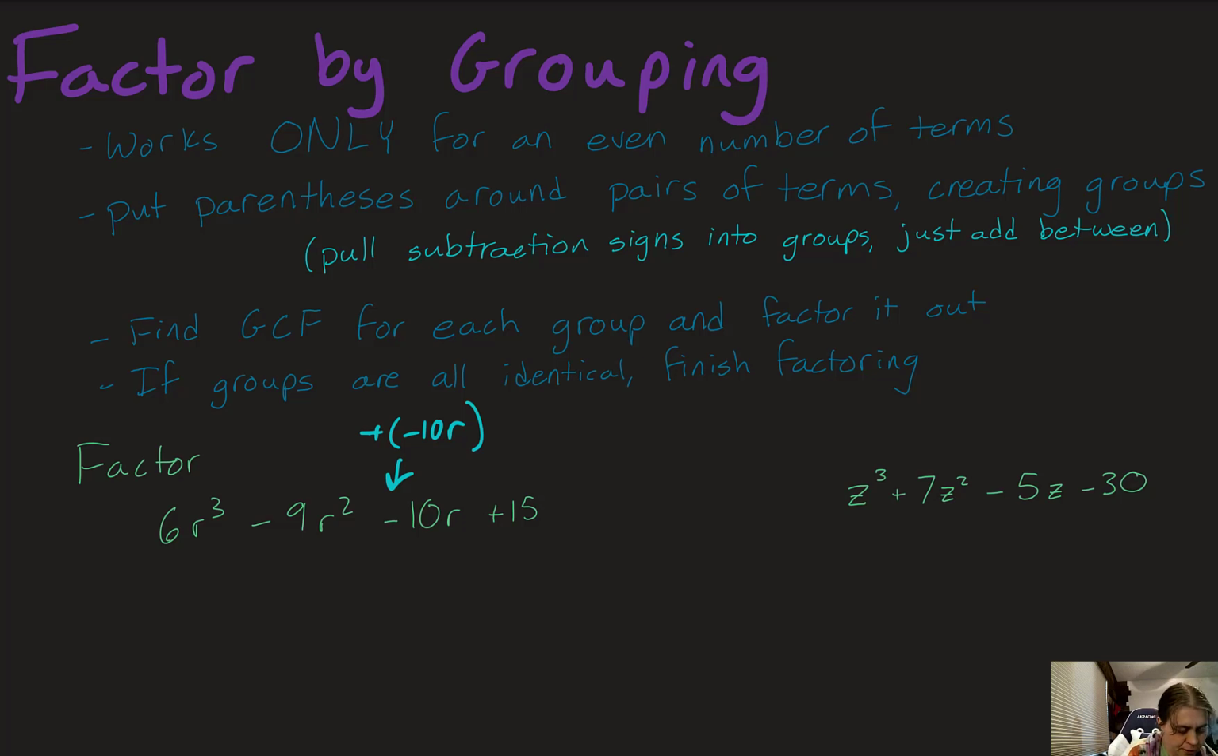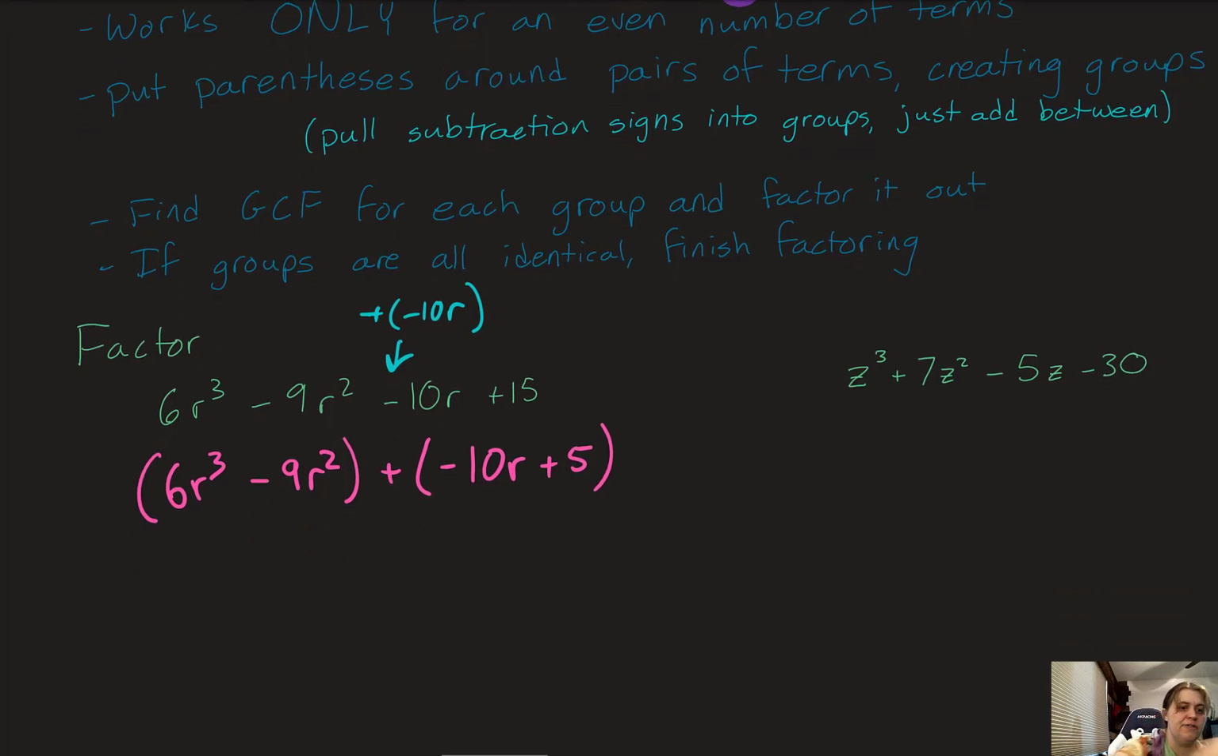So we're going to put parentheses. We have 6r cubed minus 9r squared plus negative 10r plus 5. So there's my first step. We pull the subtraction into the inside, and now we're going to look for a GCF on both of these guys. So over here, I can see that I have an r squared, because r cubed is bigger than r squared, and 6 and 9 are both divisible by 3, so I'm going to pull that out.